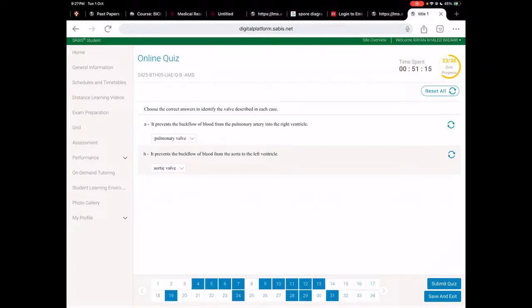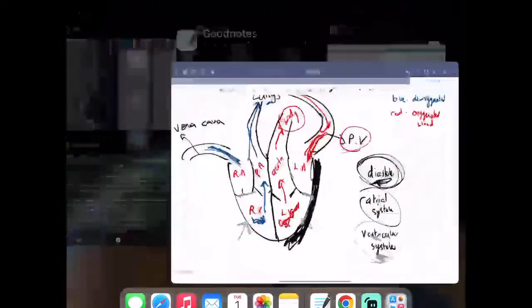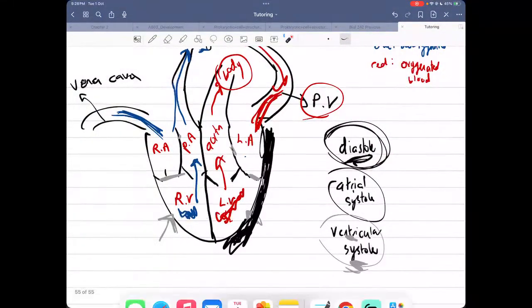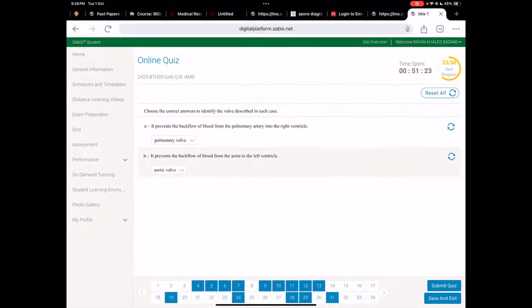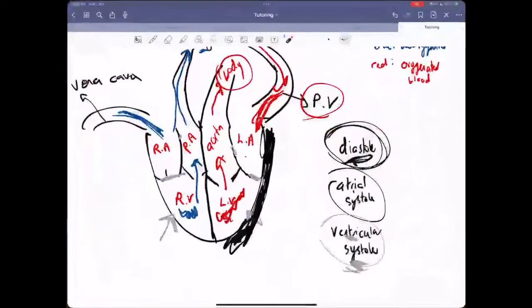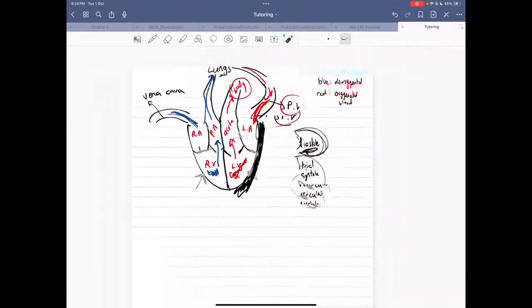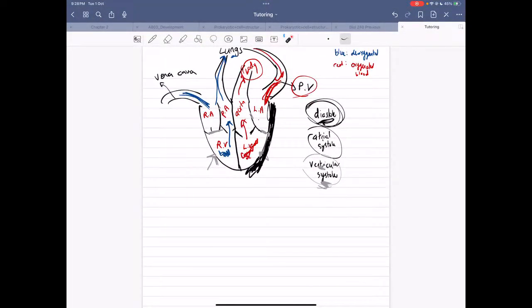The questions we skipped, I've spoken about them here, so I don't think we need to go back to them. I'm not going to submit the quiz because we'll get mistakes since we didn't solve those questions. If there are no questions about the cardiac cycle, the most important thing, guys, is that you know this diagram. If you know this diagram and the valves and their locations, you'll be good.